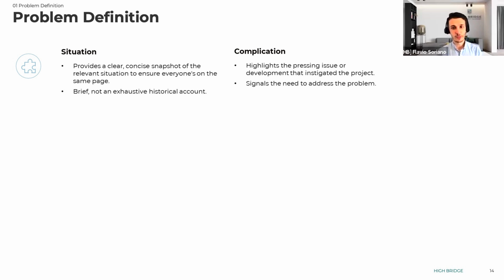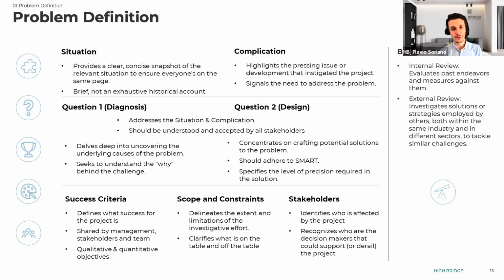Now, after the situation and complication, we have a bunch of other dimensions that I'm going to show to you here. I'm covering it quickly so that we can move on. The question: we might have 2 types, the diagnosis question and the design question. What's happening and what to do about it. One is the why, the other one is the what next. And here we try to use these SMART principles, so they are very well defined: specific, measurable, actionable and relevant, time-bound, all those things that you probably heard about.